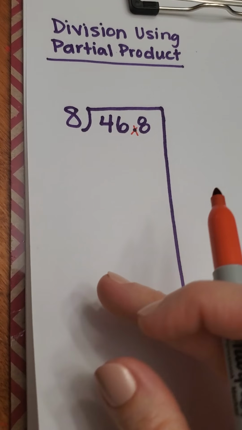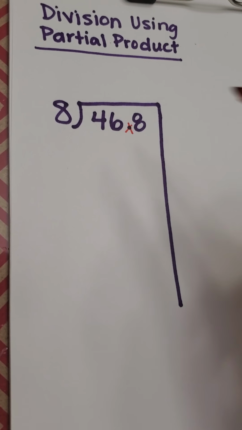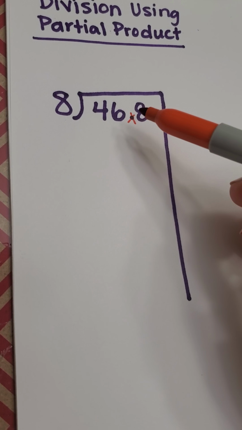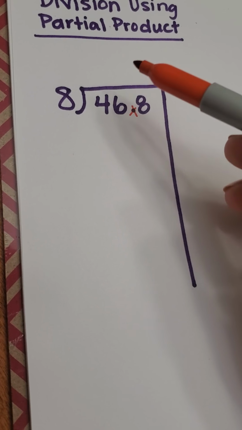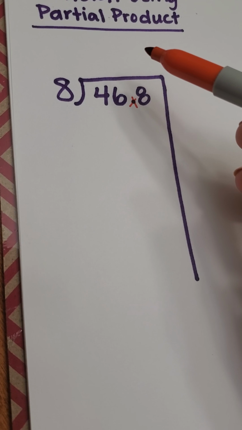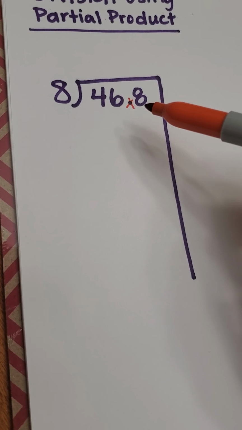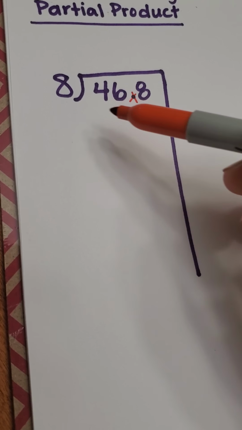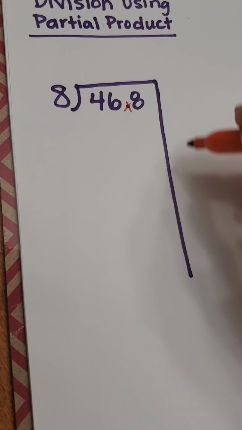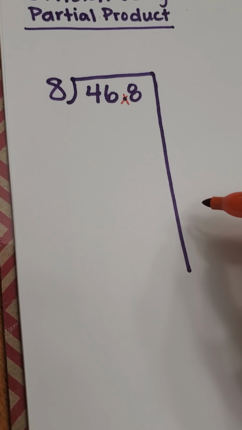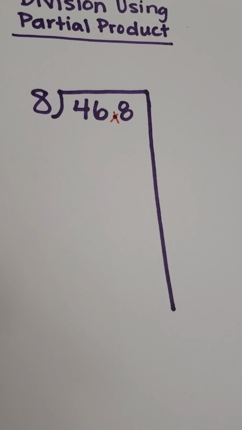And the reason we estimate is the reason we can ignore that. Because we know that the answer is going to be about 6, we can place the decimal in the quotient when we're finished. So we can look at this as a whole number, thinking of it not as 46 and 8/10, but as 468, okay? So what I'm going to do on the side here, I have this little bar on the side, I'm going to use my multiplication facts to help me solve this problem.